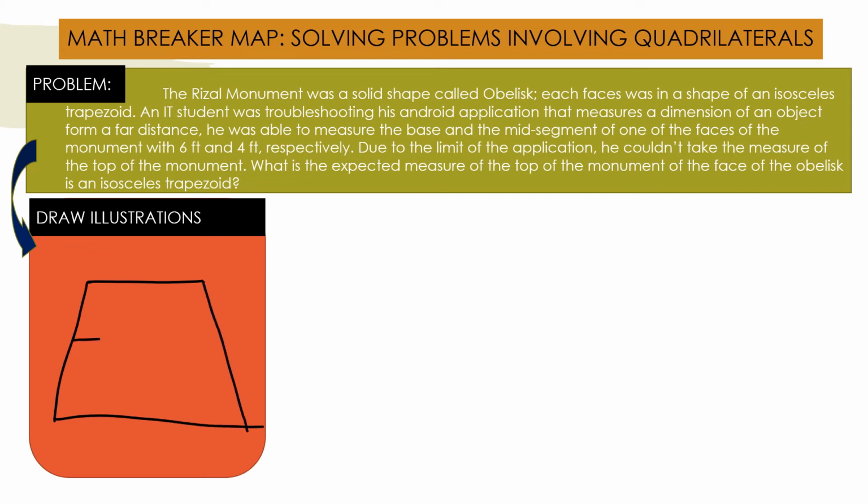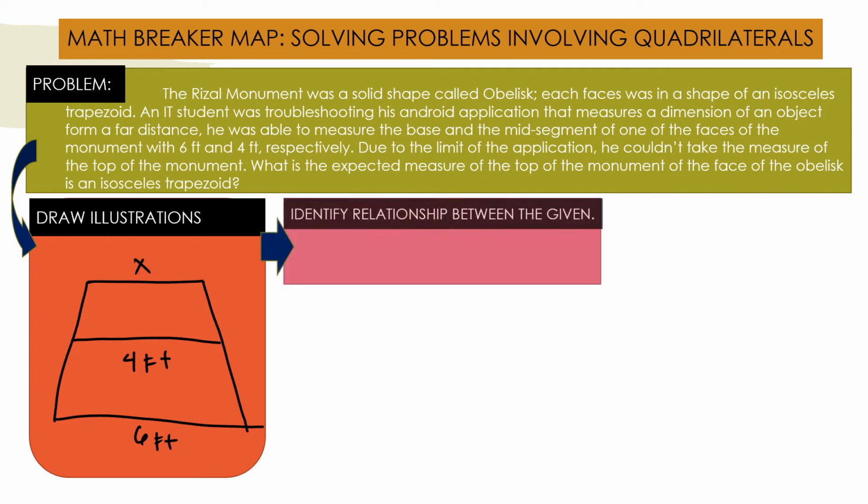So let's say the base is 6 feet and the other one is 4 feet, and that pertains to the midline or mid-segment of the given trapezoid. And we need to find the measure of the top base of the given figure. So this will be your x.